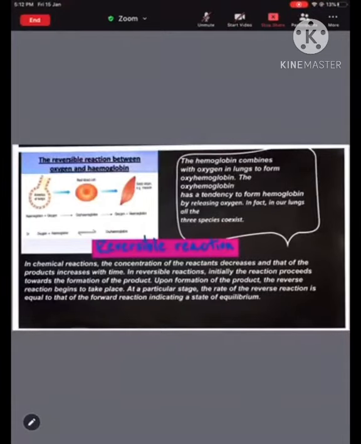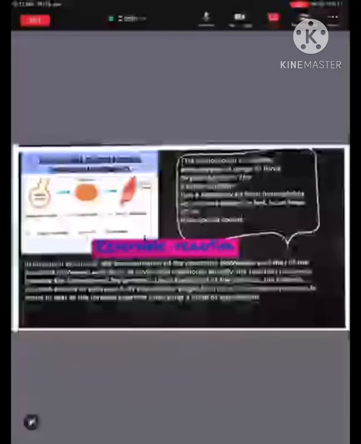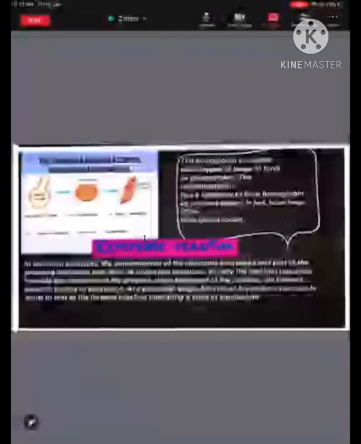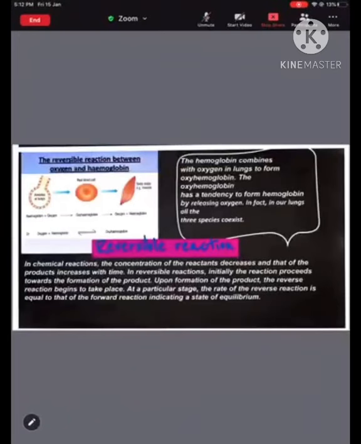So in the lungs, at any instant, you can find hemoglobin, oxygen and oxyhemoglobin, all three things at any given time. Oxygen will combine with hemoglobin to form oxyhemoglobin, and again this oxyhemoglobin will release oxygen and turn into hemoglobin. So this is a very good example of forward and backward reaction, which is the reversible reaction. So what is a reversible reaction?